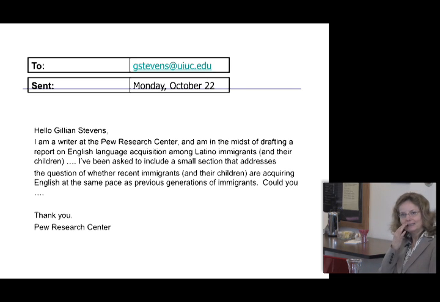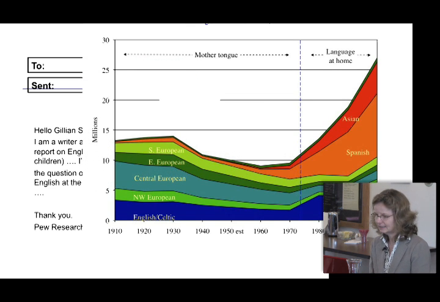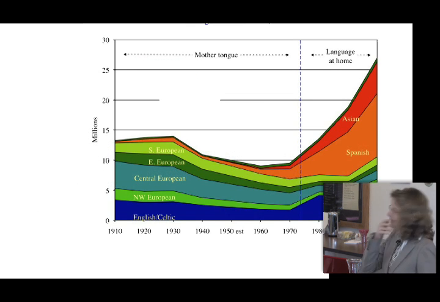Now I'm thinking, why is it that people would think that the European immigrants learned English more quickly than immigrants today learn English? Well, let's look back at demography, since I'm a demographer.